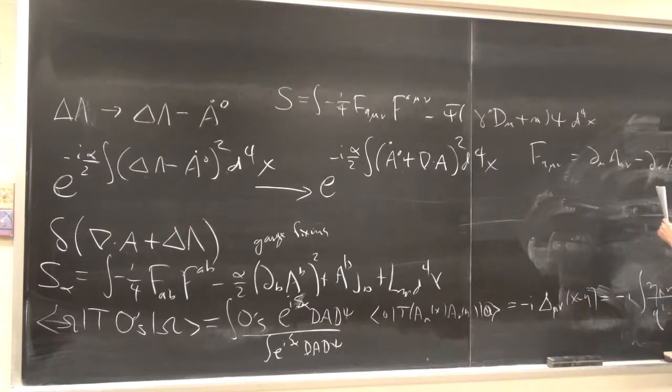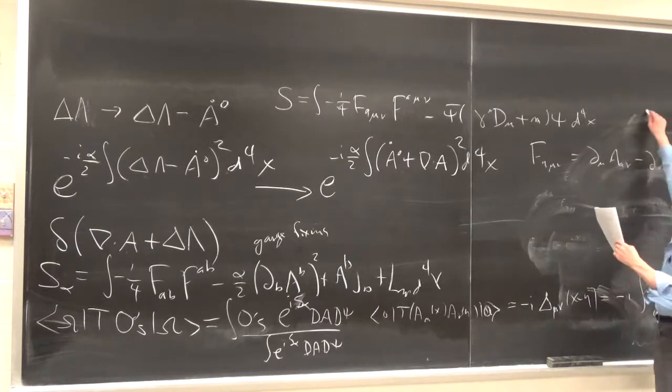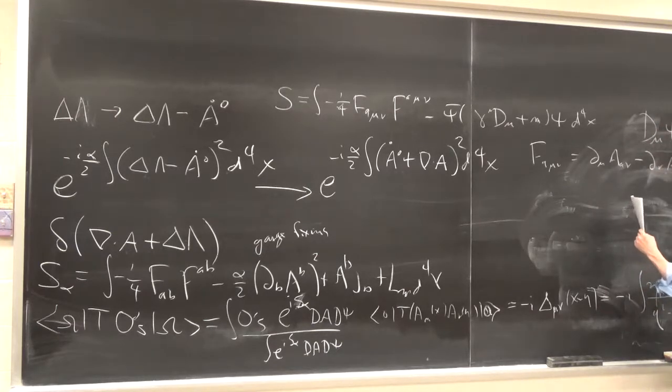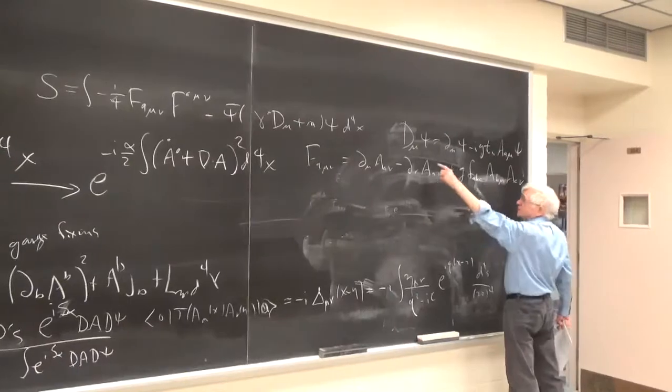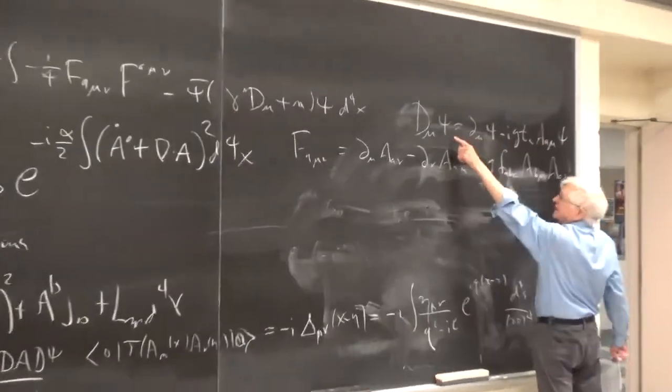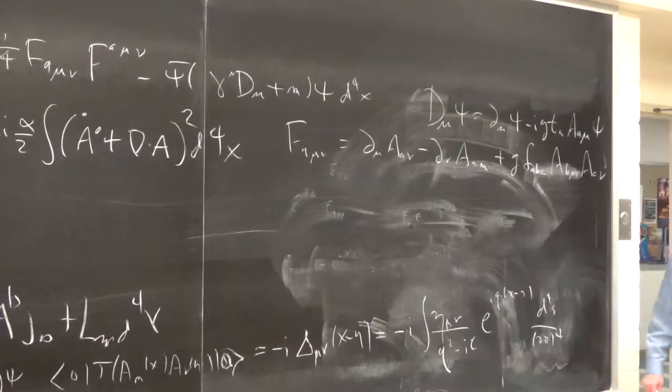and then plus g f^{ABC} A^B_μ A^C_ν, and of course D_μ ψ is ∂_μ ψ minus i g t^A A^A_μ ψ, and so the t's are matrices, generators of the Lie group. If ψ is an n-vector, then this is an n by n representation.